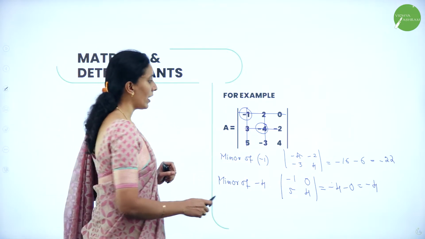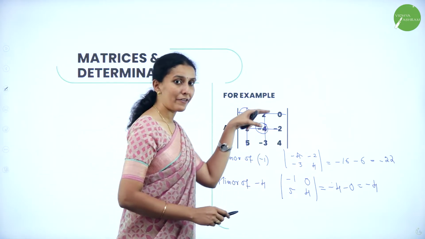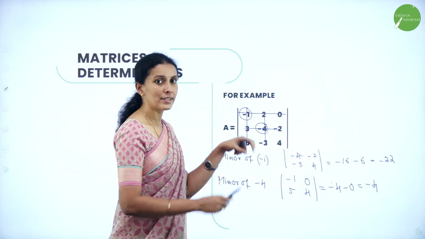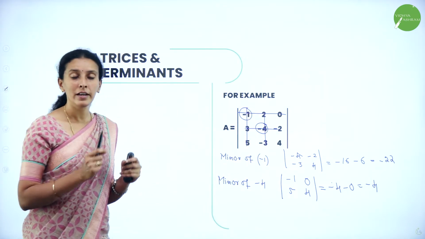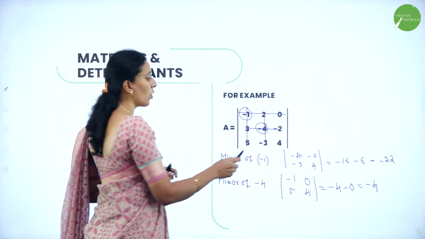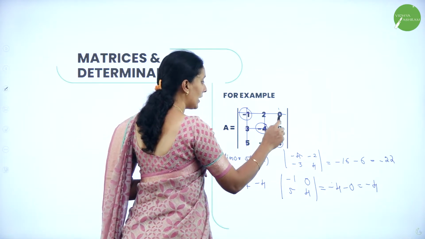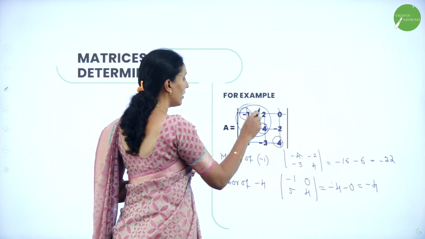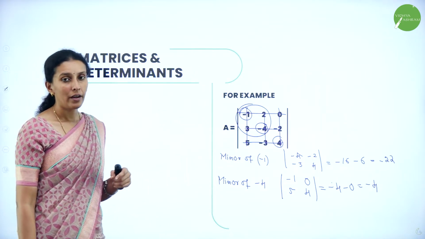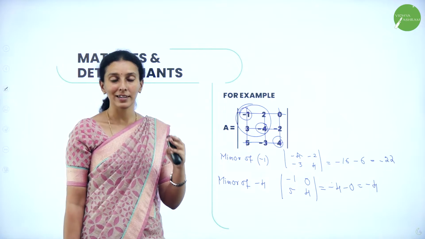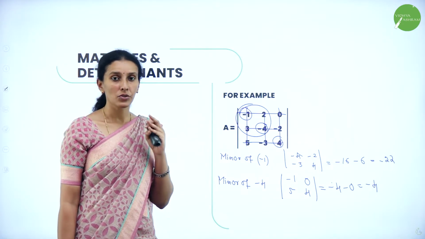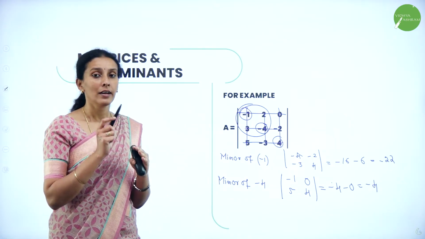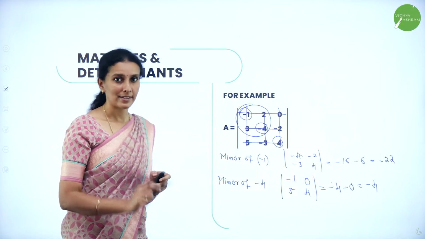In a similar way, you can find the minor of every element inside the matrix. If you want to take it for 4, you should delete the column and row containing it, and take the determinant of the remaining 4 elements inside the matrix. That's what the definition of the minor says.